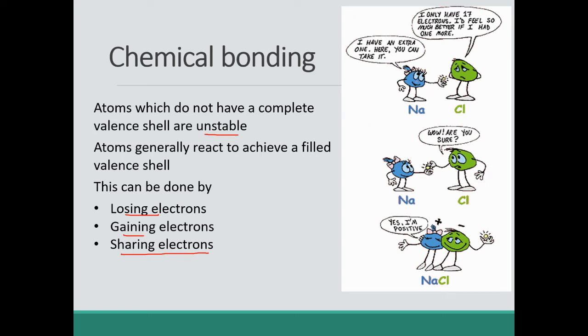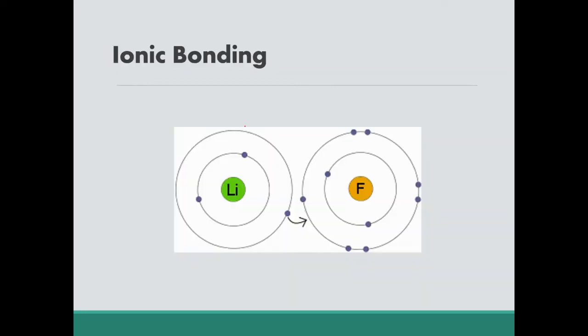This little sodium atom says, I have an extra one here, you can take it. And chlorine says, I only have 17 electrons, I'd feel so much better if I had one more. So sodium kindly gives its electron to chlorine, and that bonds them together, and the sodium becomes positive. Ionic bonding is when a metal atom gives one or more electrons to a non-metal atom. You can always spot ionic bonding because it has a metal and a non-metal.